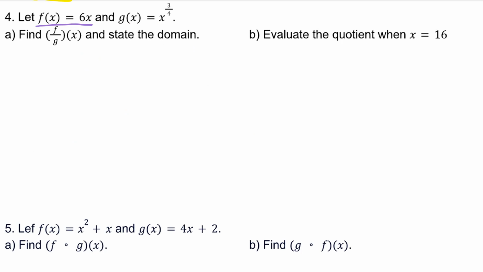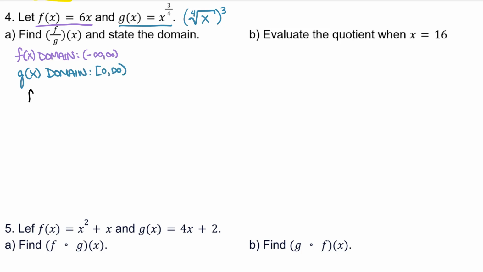F of x equals 6x is a linear function, so the domain is negative infinity to infinity. G of x is x to the 3/4, which could be rewritten as the 4th root of x cubed. The restrictions for a 4th root are the same for a square root, so your domain must be 0 inclusive to infinity for g of x. Now find f divided by g of x and state the domain.